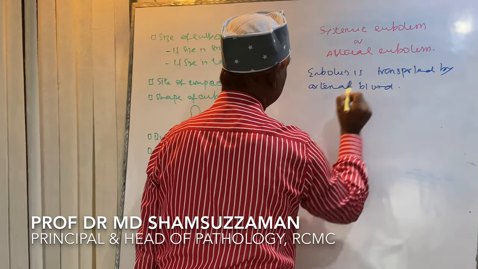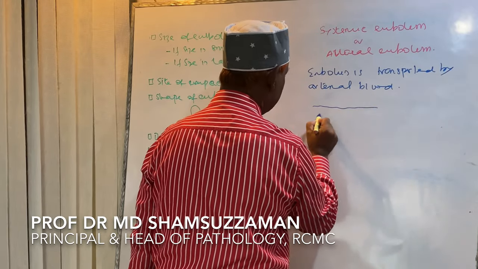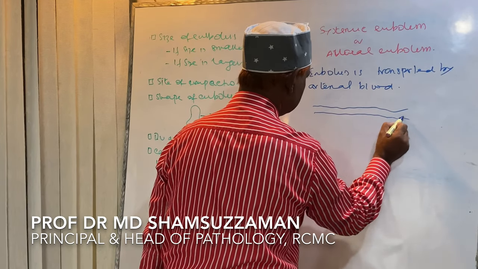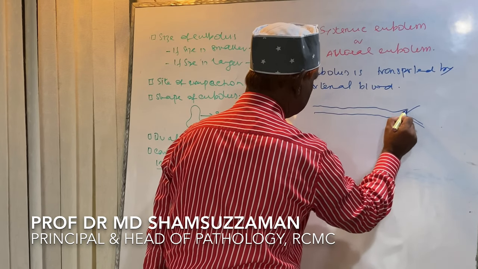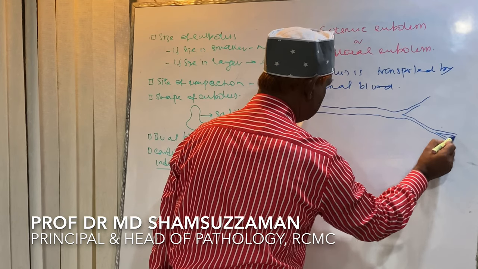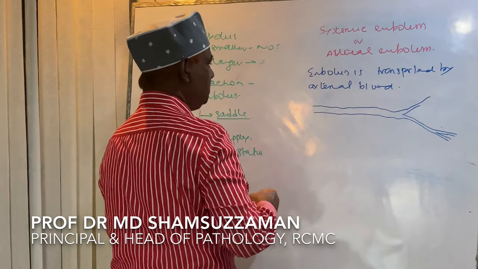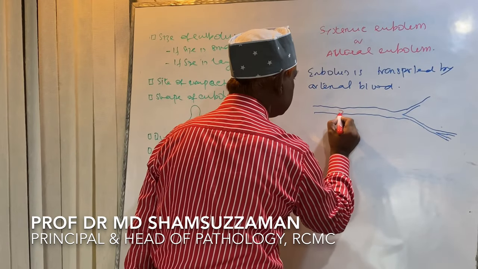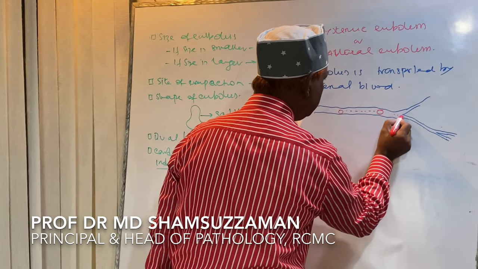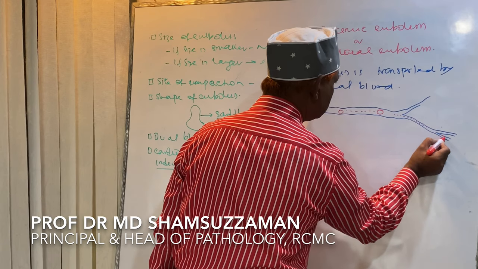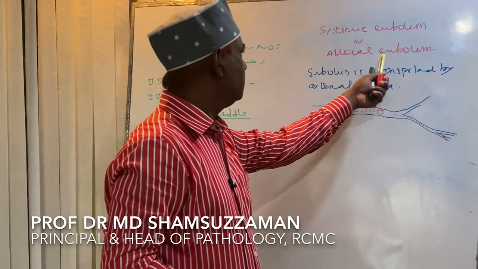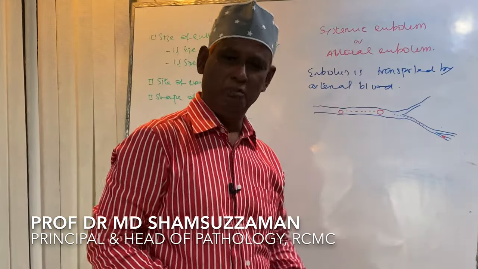So if this is an artery, these are the branches of arteries, and within this artery this is an embolus. If this embolus is transported with blood, it may enter into a small branch of artery and impact it here. This is called arterial embolism or systemic embolism.